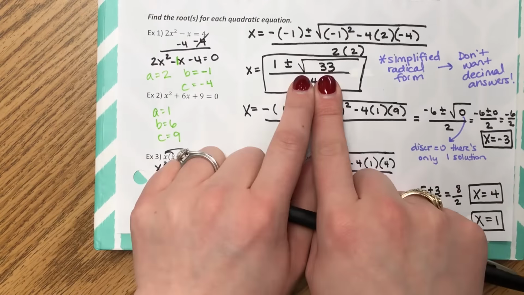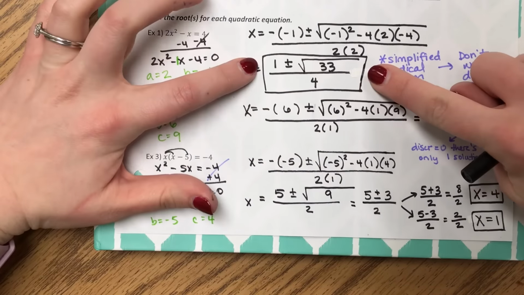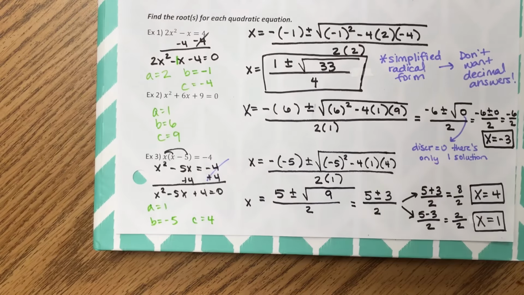It might be still in radical form. And the only example of things I didn't give you was where it was still in radical form, but this could be simplified. So that is an option.